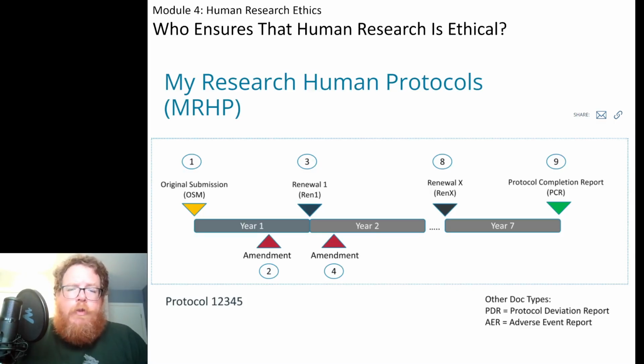Now, the other thing you'll notice if you look down in the bottom right, it talks about other document types. There's a protocol deviation report. So anytime you actually deviate from your approved protocol, you have to fill out a report to say we deviated from this protocol and this is why, and just to make sure it's on the record. Obviously, you can't just do that willy nilly. Usually, the protocol deviation is an accident, right? Somebody did something wrong. And there's also the adverse event report. So if one of your human participants experiences some kind of adverse event during the course of your study, that needs to be reported as well.